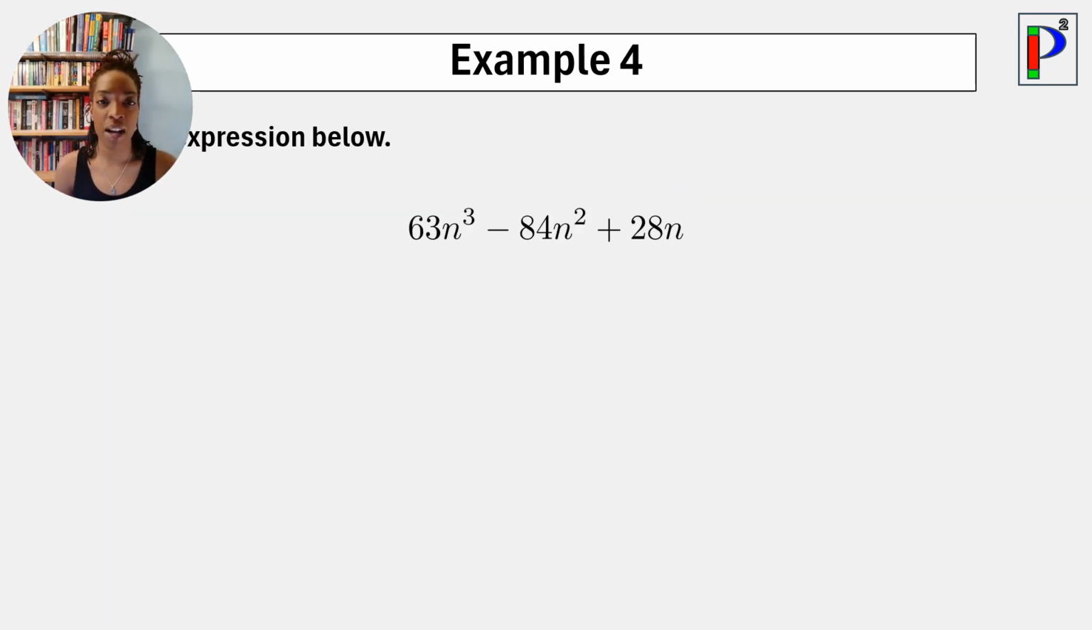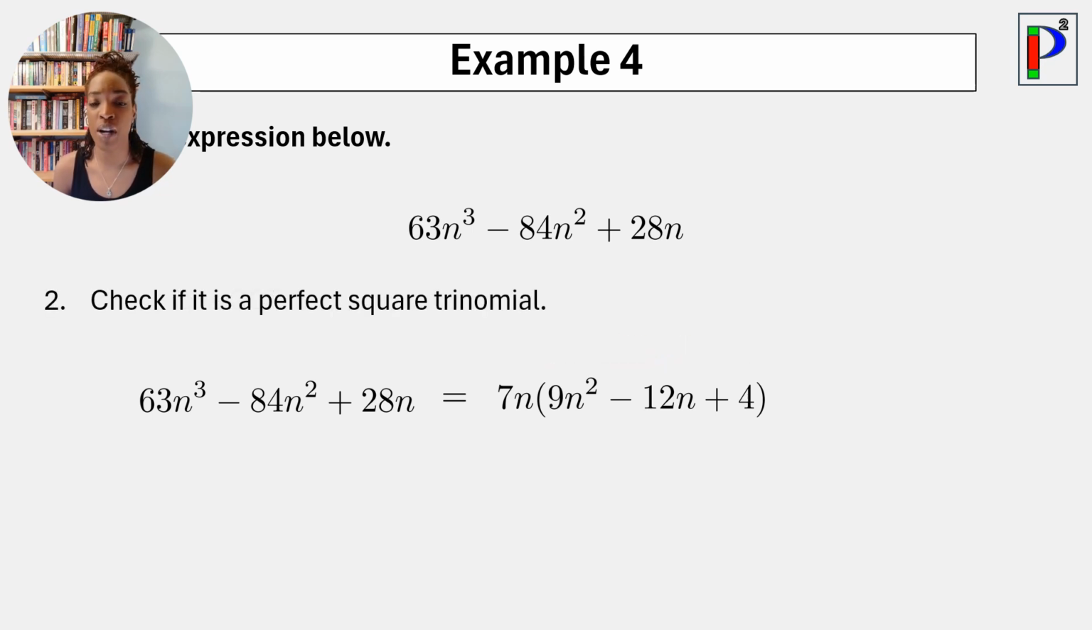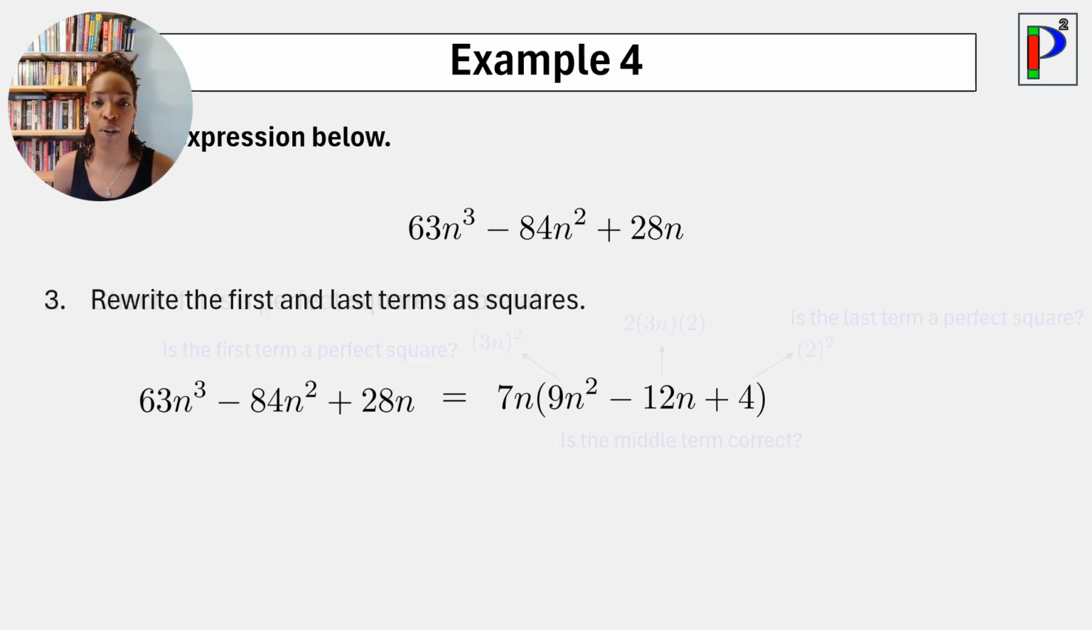Suppose we need to factor the expression 63n cubed minus 84n squared plus 28n. This polynomial has a GCF of 7n, so we're going to factor that out first, and then you're left with 9n squared minus 12n plus 4. I'm going to check just in my parentheses that my trinomial is a perfect square. My first term checks out, my last term checks out, my middle term checks out.